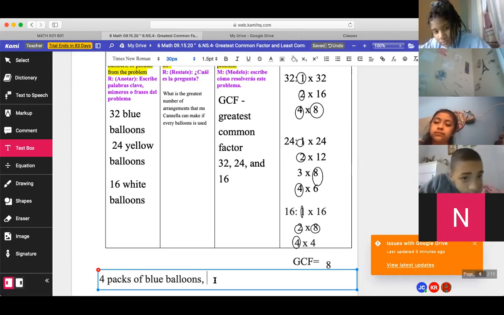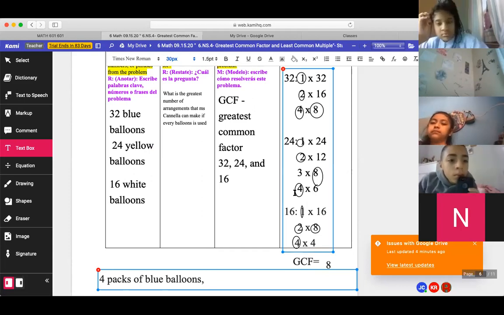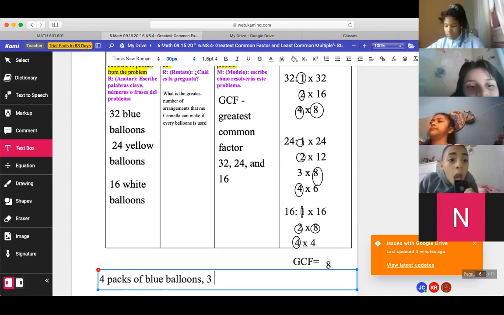So I told you now to do 24. 8 times what number equals 24? It's right there in that last block. You see it? 8 times 3. Good. Yes. You need how many packs?